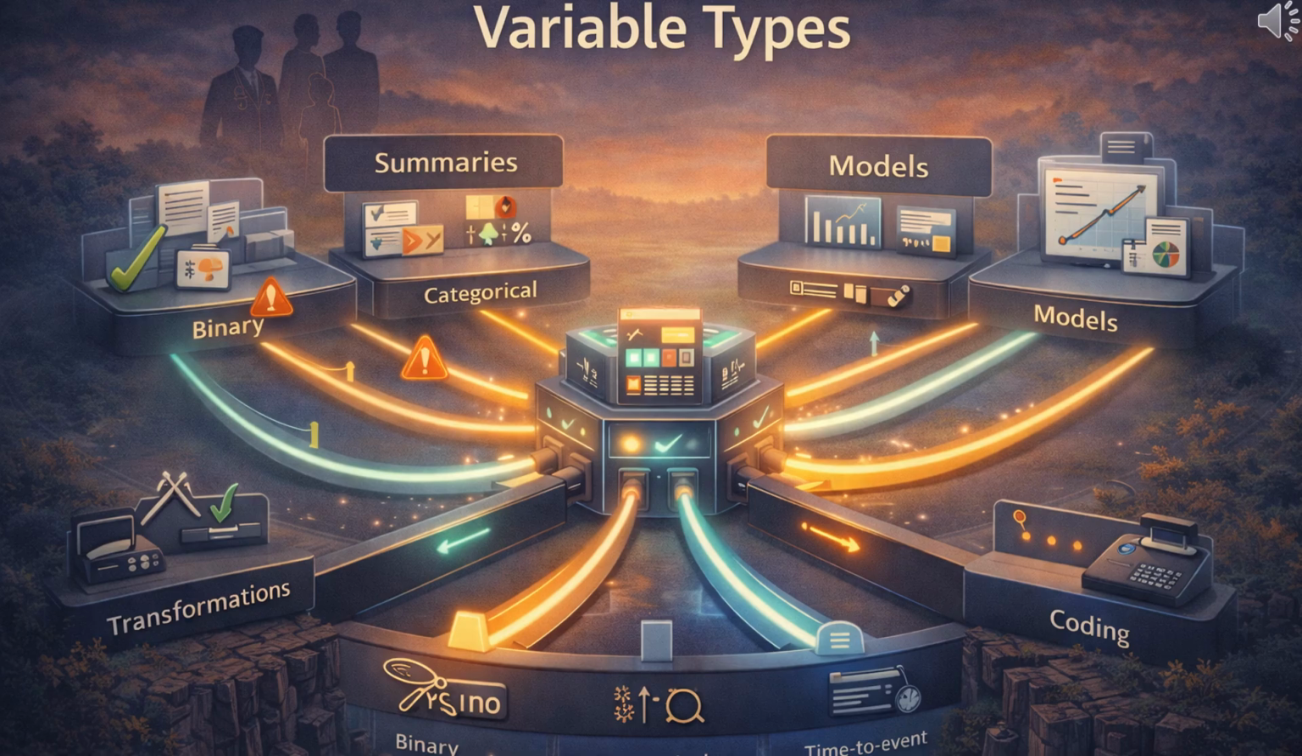A third pitfall is ignoring the difference between person-level and event-level binary outcomes, such as person ever had an event versus visit had an event, which can radically change the meaning of results.